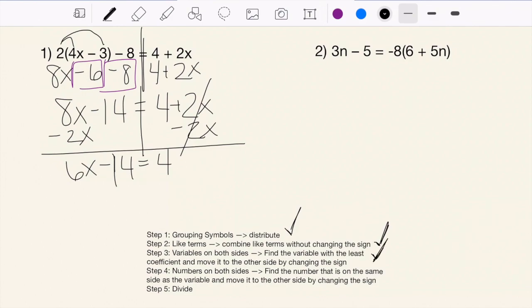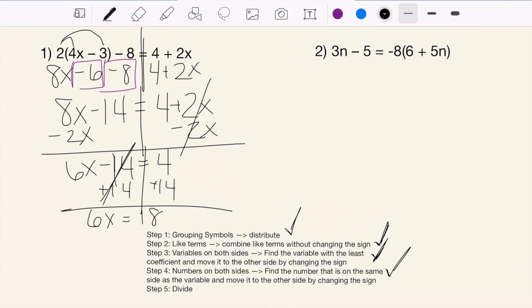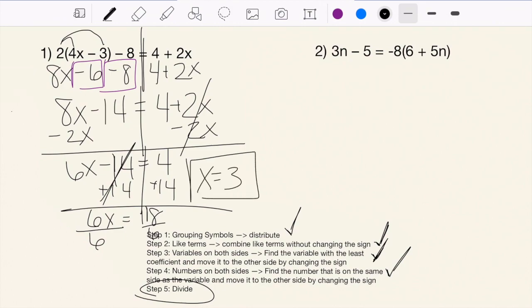Step 4 is to look at those numbers on both sides. So let's go ahead. You should have moved this 14 over by adding it. 6x equals 18. The last step is just to divide. So divide both those sides by 6, and you're left with x equals 3. So all of that and x equals 3.